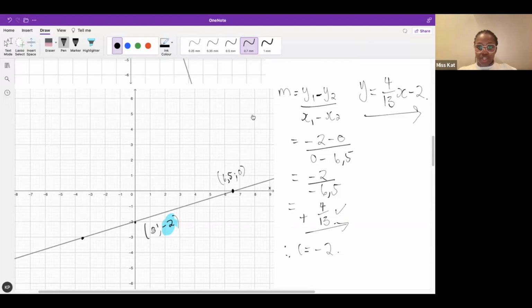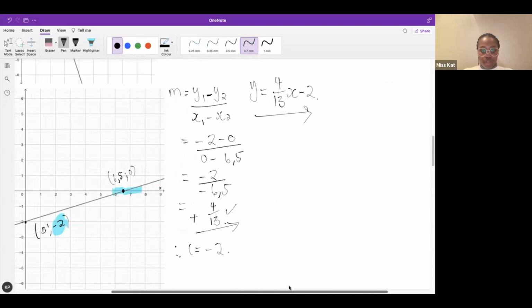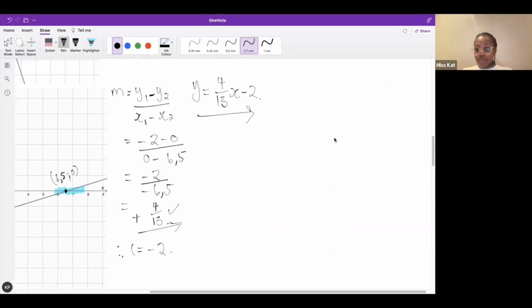Okay, someone says, how did you get 6.5? Look, it is where, there. It is halfway between 6 and 7. This block is divided into 5, so if you're exactly in the middle of 6 and 7, that has to be 6.5. Someone asked me to do the other method to find c. Let's do that. Let me move my graph this way so I can have space.